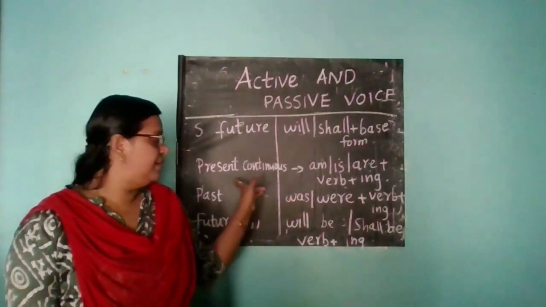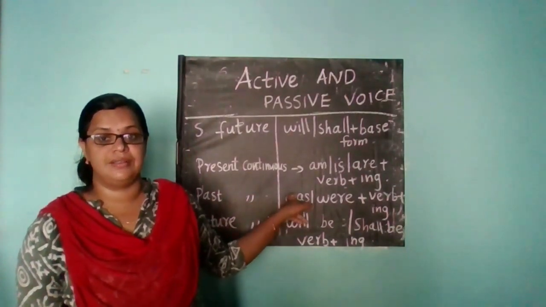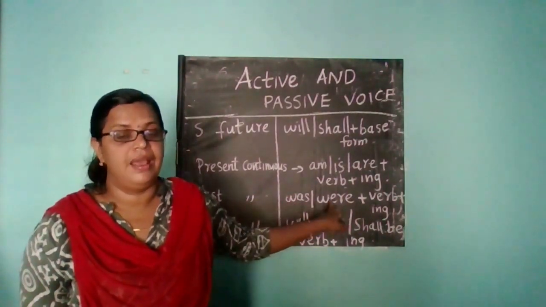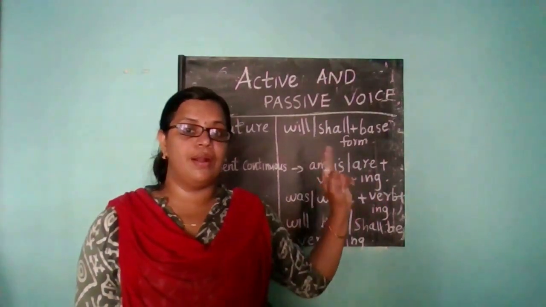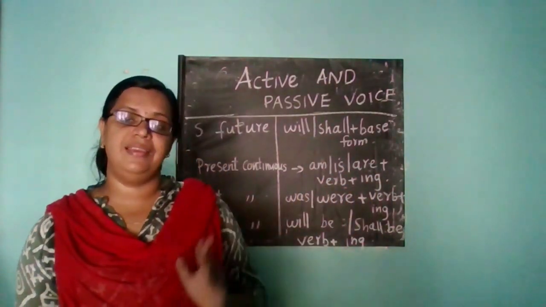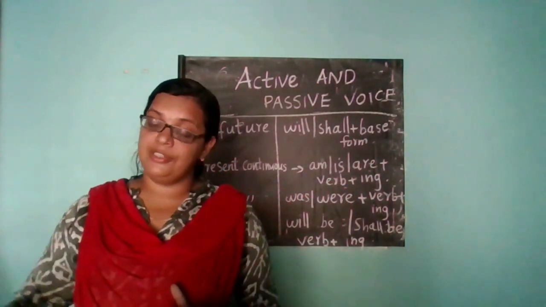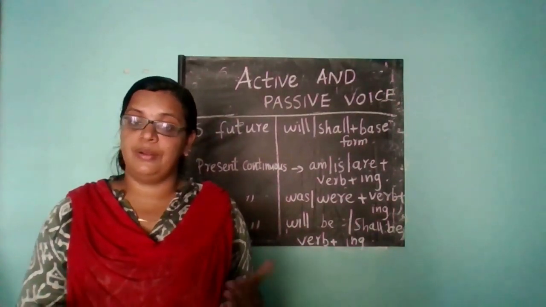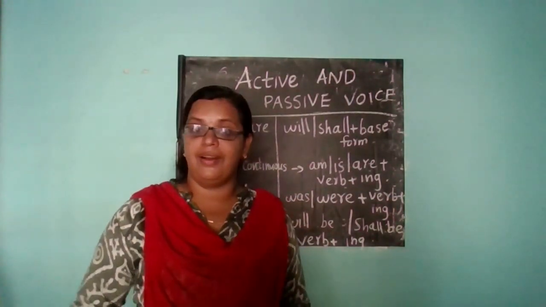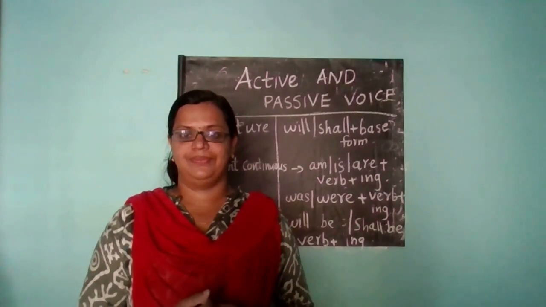Then present continuous. What is the form? Am, is, or are plus verb plus ing. I am writing a letter. She is doing her homework. They are playing in the park.